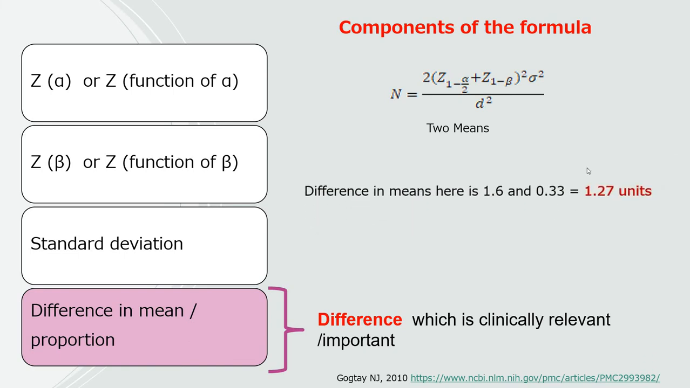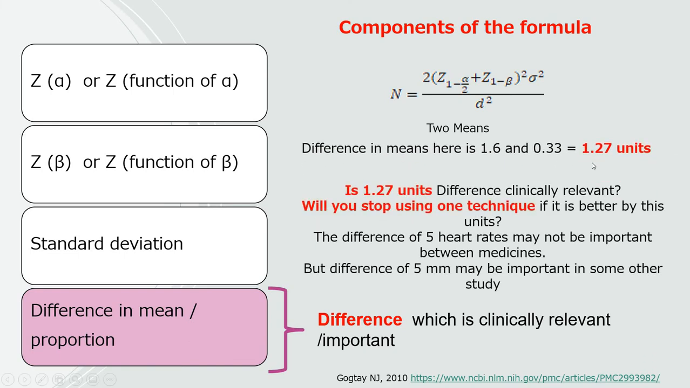Not exactly. This unit 1.27 should be clinically relevant also. Now, who decides this? The investigator or the clinician or the expert has to decide this. You cannot blindly take the difference between the two means that are observed in the key article as your D value. So you may have to introspect a little more into the variables and understand whether this much difference between the two groups is clinically relevant.